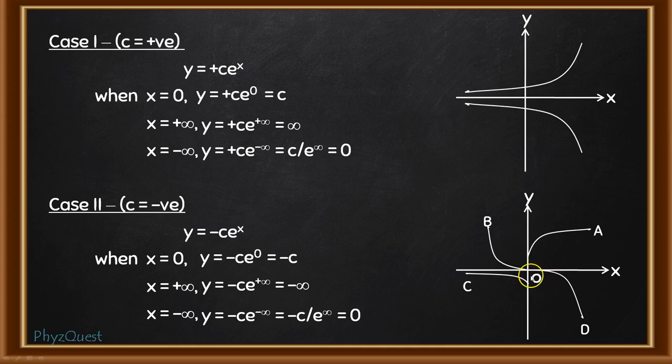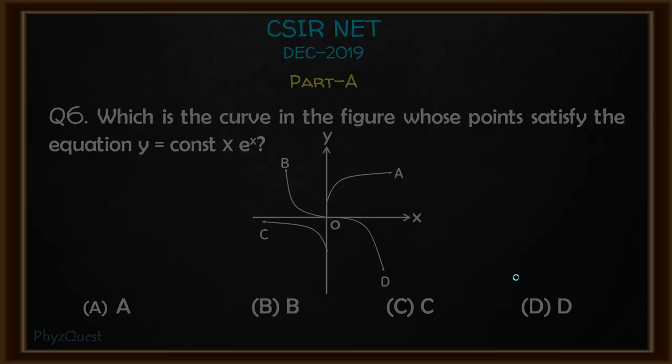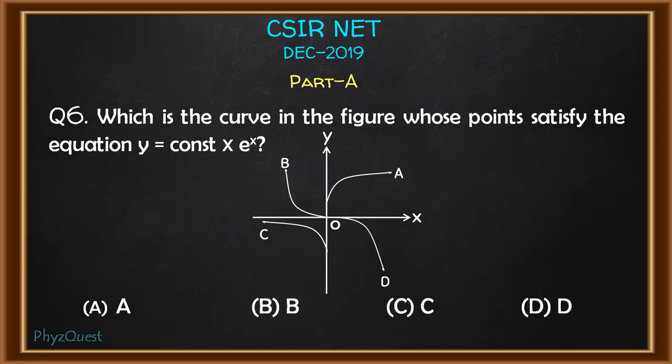So the only curve which is matching with the plot of the equation we have done is curve C. Now let us look at the options. So out of the 4 options, option C, that is the curve C, is the correct match. So the answer is option C.